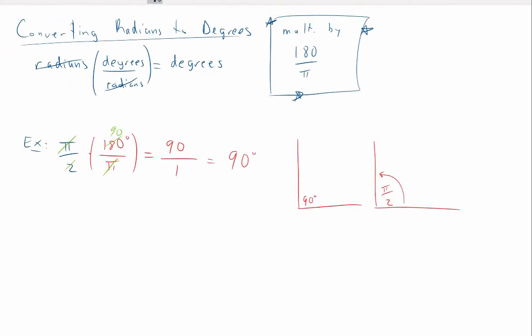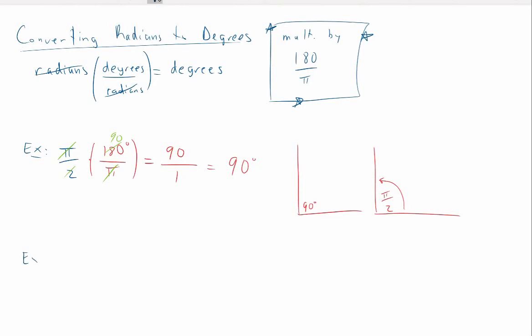We'll do one more example here, converting from radians to degrees. Suppose we had 3 pi over 5. This can be the same process. We want to multiply by 180 over pi and then reduce our fraction. So I'm going to ask you to pause the video and go ahead and see if you can work through that real quick. So go ahead and pause the video.